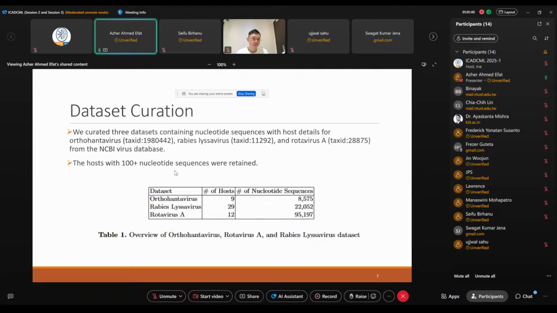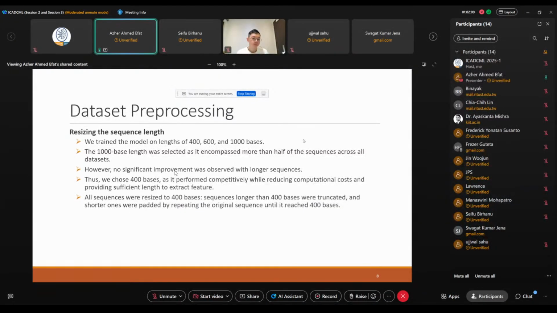So this table presents an overview of our three datasets. The orthohantavirus dataset has 9 hosts with 8,575 sequences. The rabies virus has 29 hosts with 22,052 sequences, and finally the rotavirus A dataset has 12 hosts with 95,197 sequences.